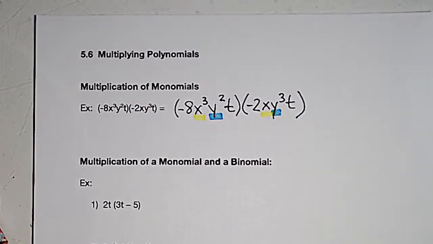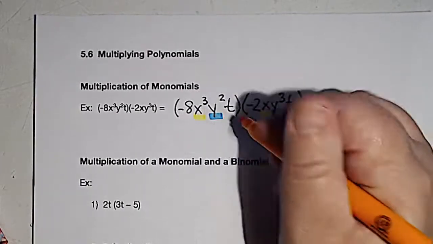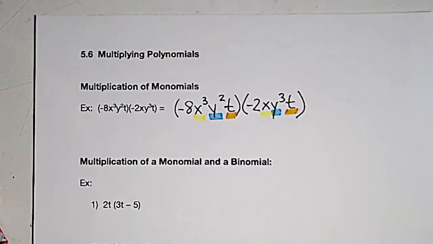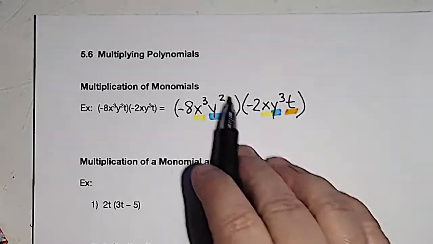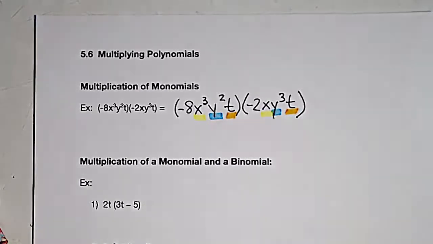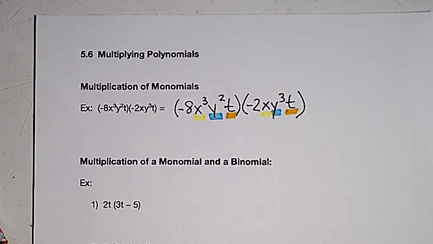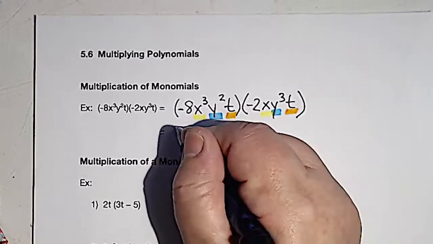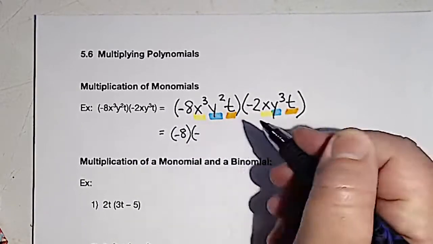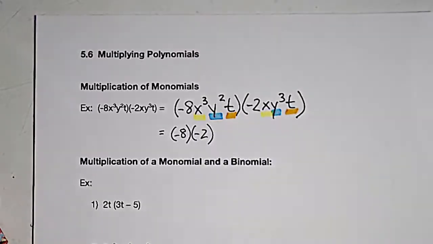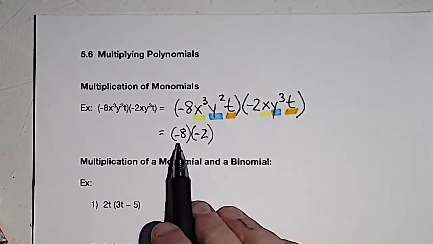So we've got x's, y's, and t's. And remember, if you've got one term and you're multiplying together, you're allowed to change the order of the factors. We've got something called the commutative property of multiplication that says any of these can be written in any order we like. So what we can do is bring the -8 together with the -2, in the beginning.